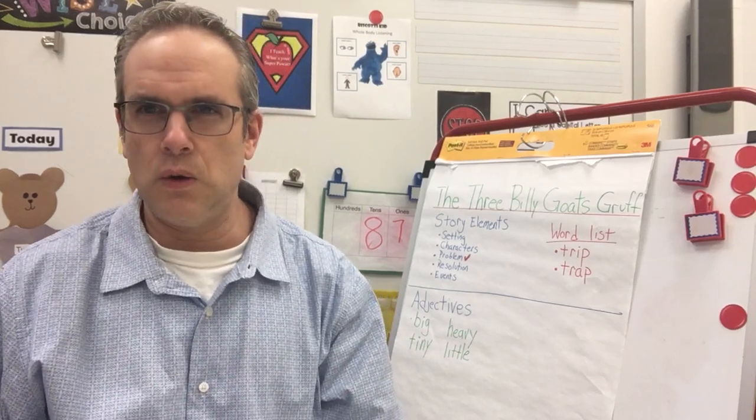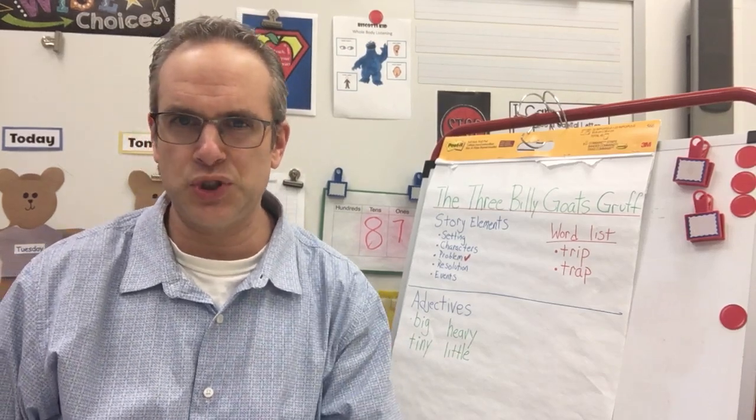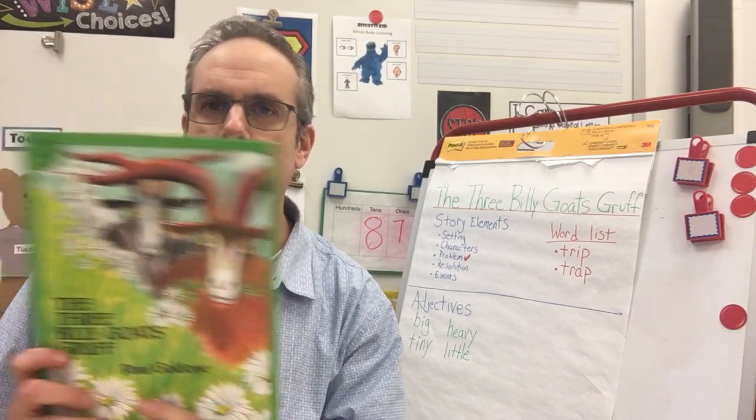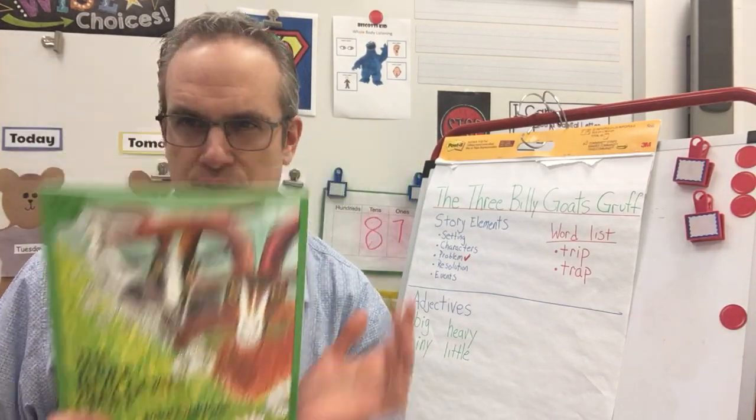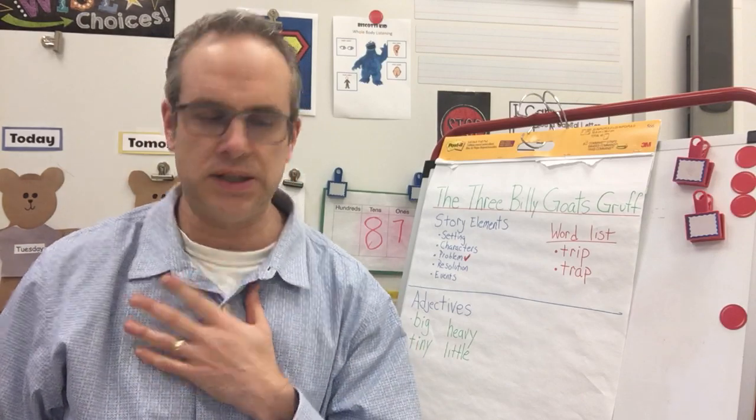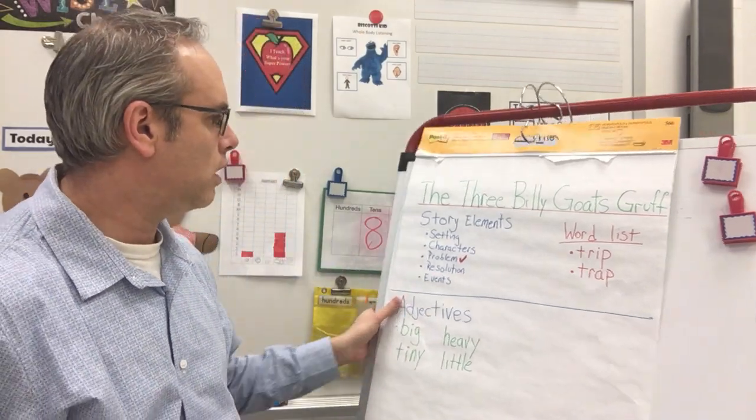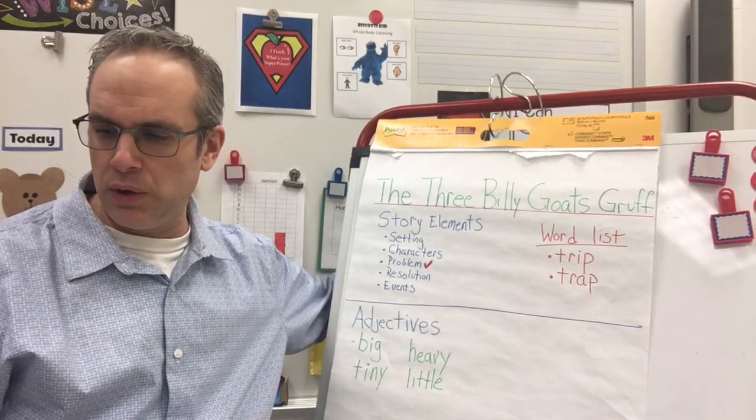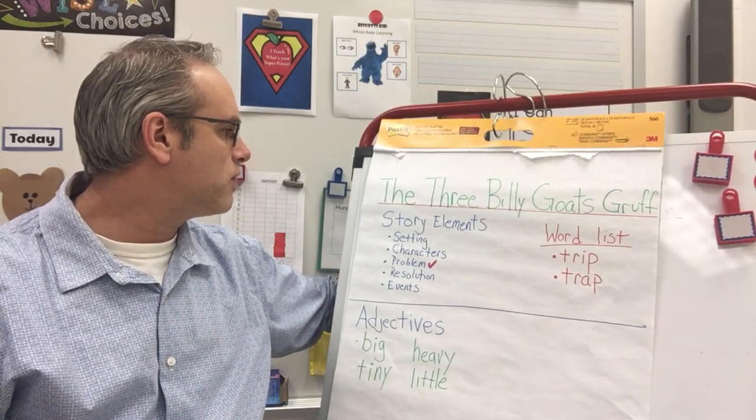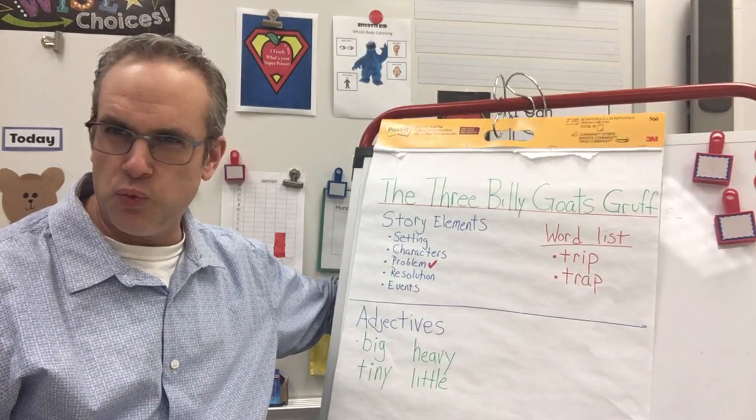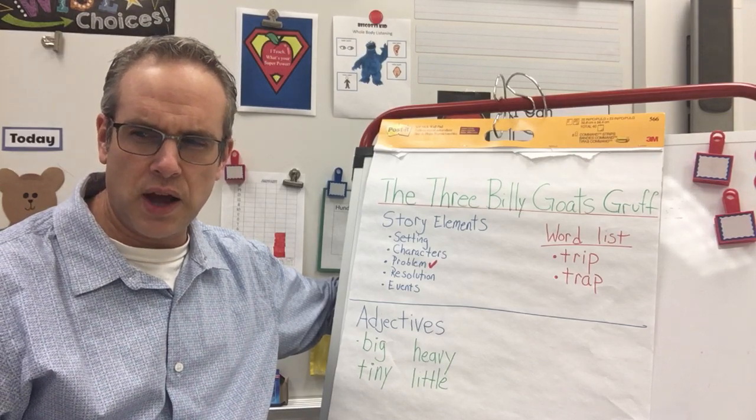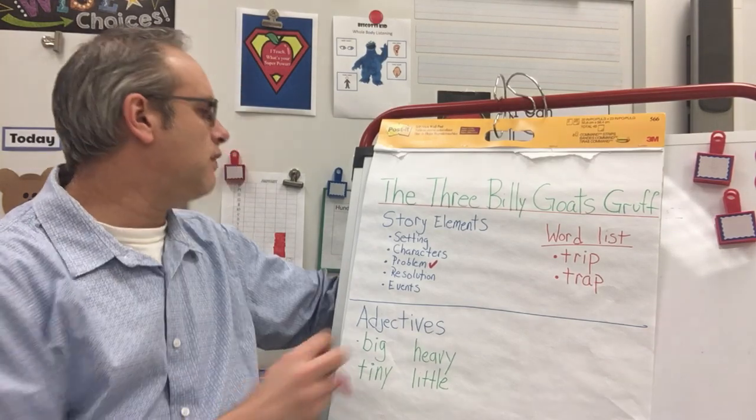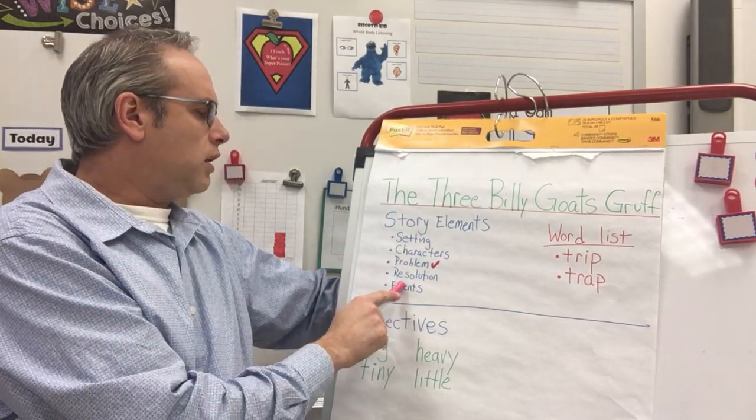Hi, kindergarten. So we are going to continue to explore story elements using our book for the week, The Three Billy Goats Gruff. We're going to look at a couple of different things during today's lesson, all right? Remember, there are 5 story elements that we've been really working through. We've talked a lot the last week using the Little Red Hen, and we're continuing to look at those story elements using the Three Billy Goats Gruff.